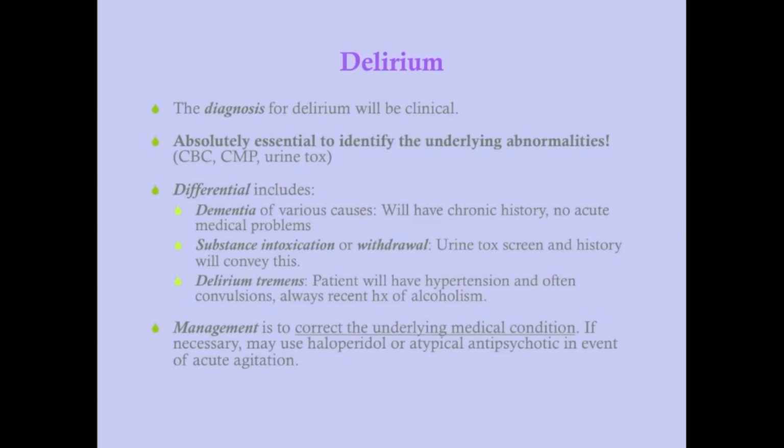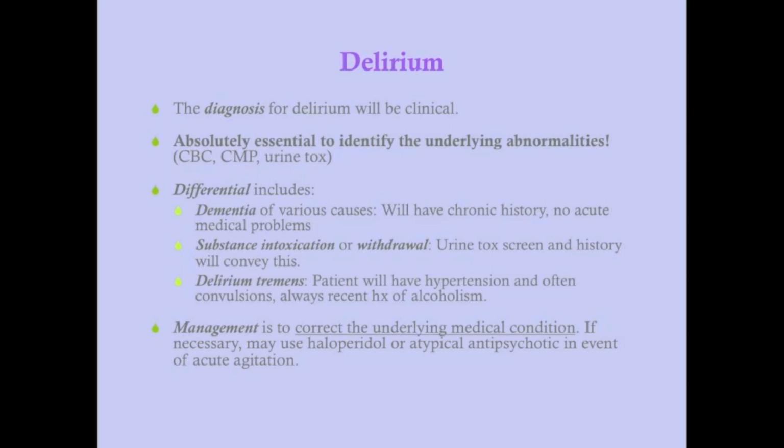The diagnosis for delirium is clinical. It's definitely necessary to rule out the underlying abnormalities, and this can usually be done with a CBC, a CMP, and a urine tox screen. The differential is going to include the various causes of dementia, and that's usually indicated because they have a chronic history and no acute medical problems that are staring at you.